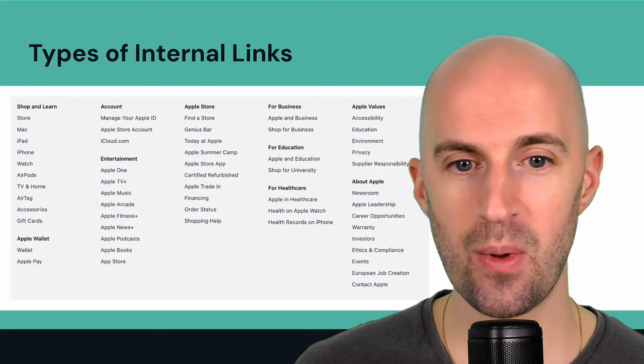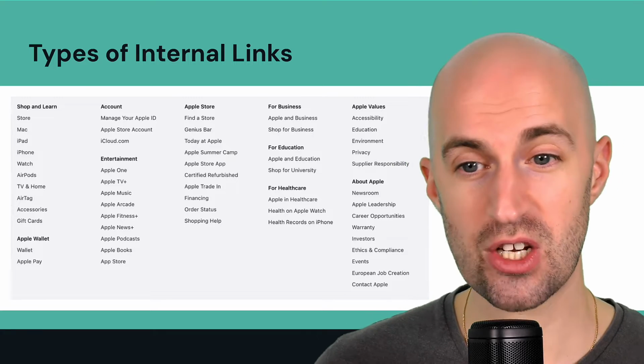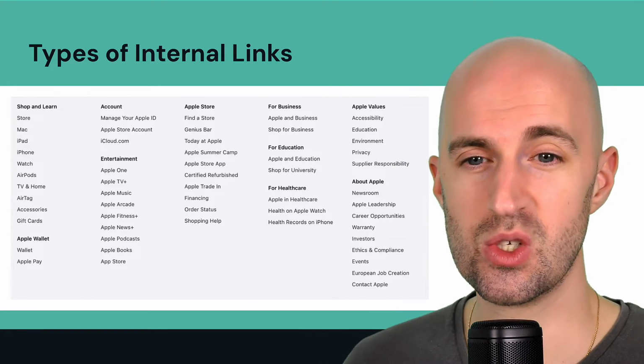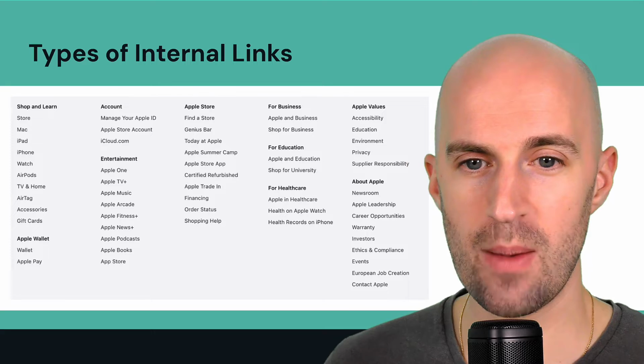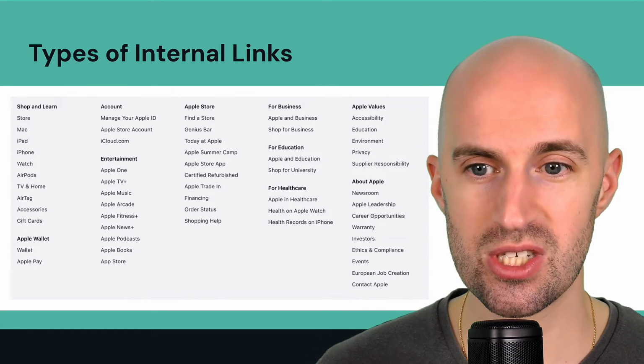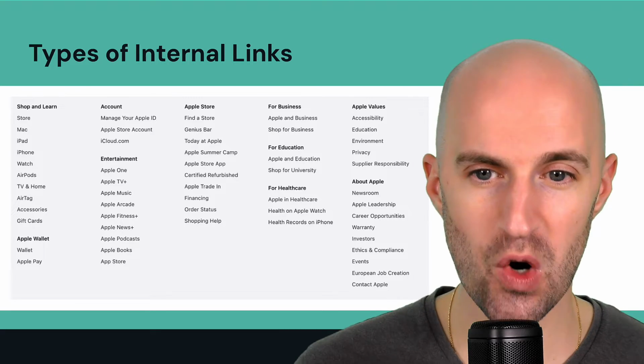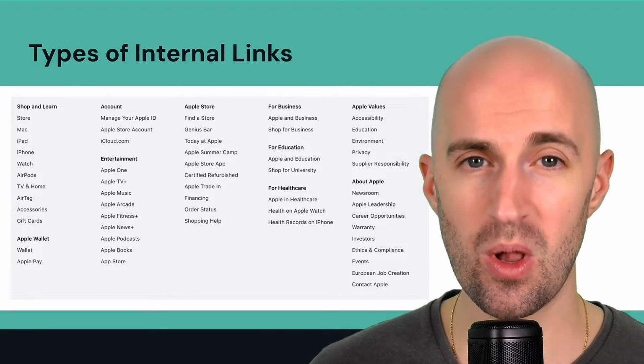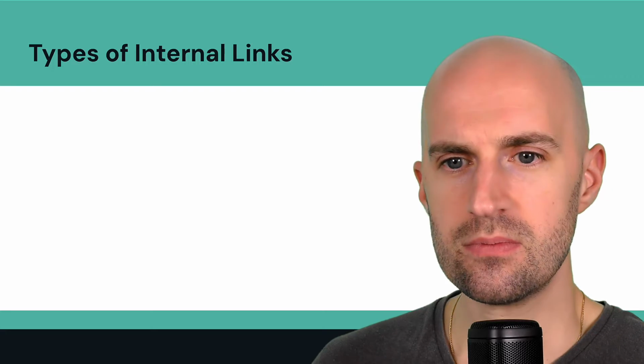So here's an example of Apple's footer. There's actually a lot of links, and they're organized into different sections. So it makes it easy for a user to find the links that they want. And search engines can easily find those different sections by crawling that footer that's available on every single page.